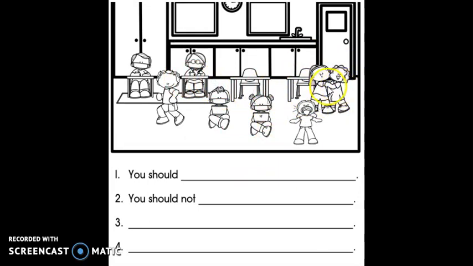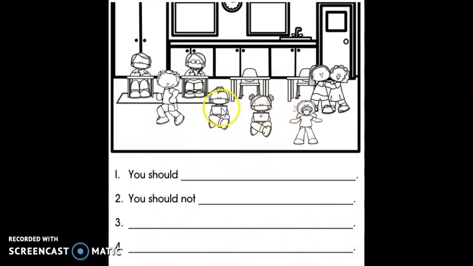Okay, let's look at these girls. What are they doing? They are playing. So you can say, you should not what? Play in the class. Okay, let's look at this girl. What is she doing? Is she wearing a mask? You can say, you should wear a mask.